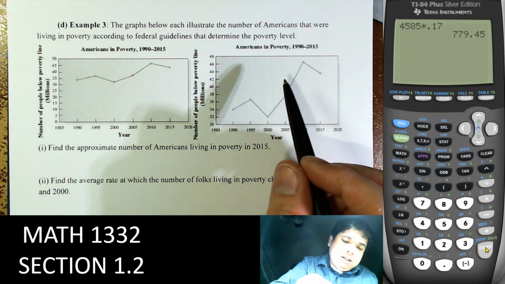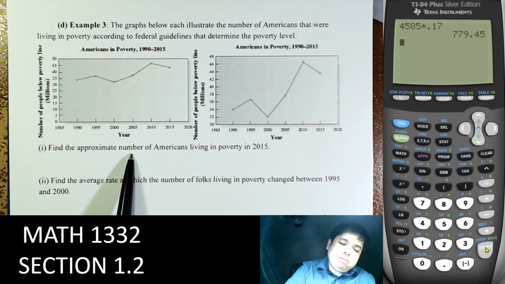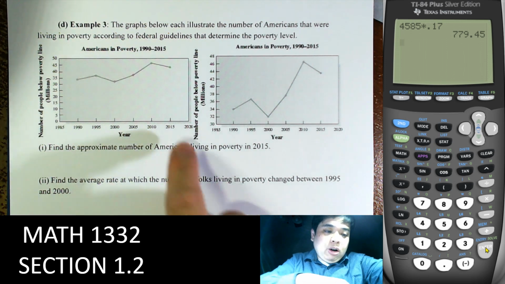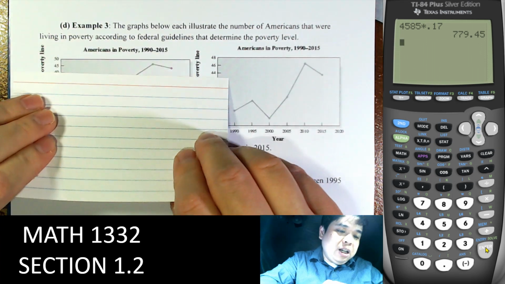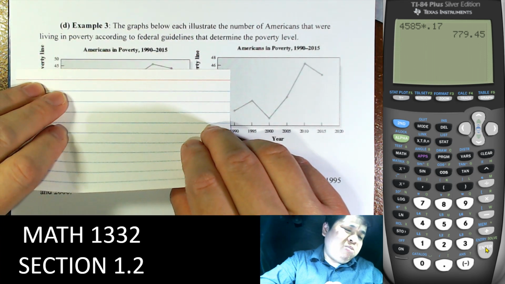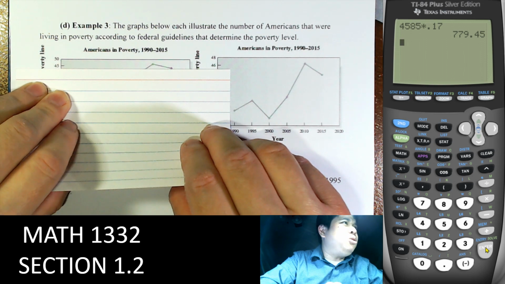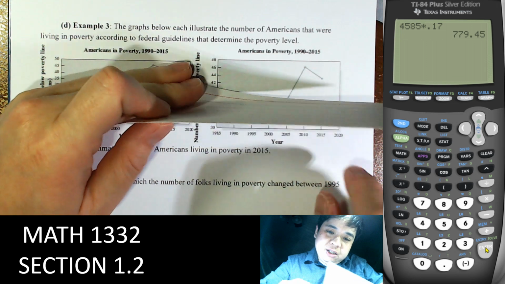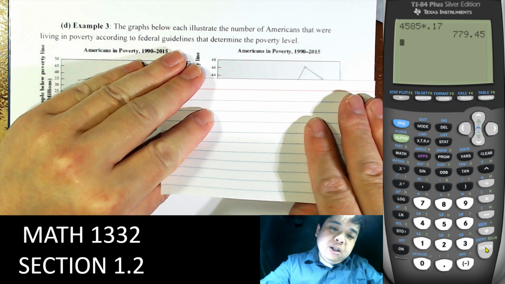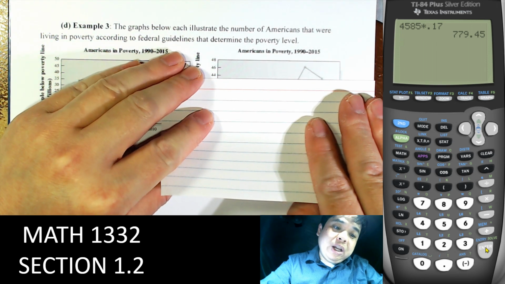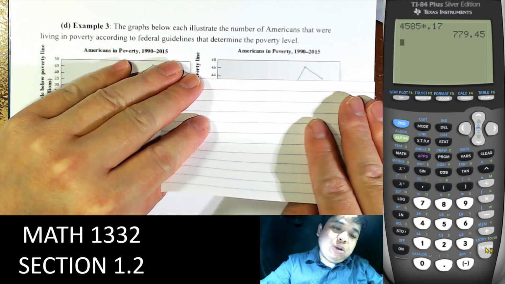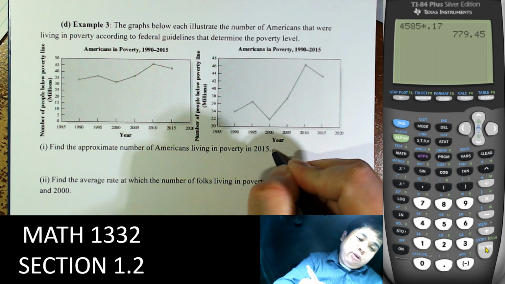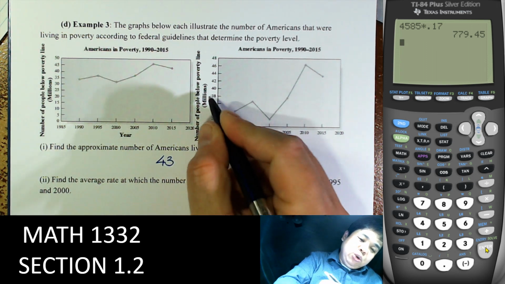So the question here is to approximate the number of Americans living in poverty in 2015. On this graph it is kind of difficult to see. So we say this is about between 40 and 45, so I said 43. Or this graph will be better. Right, actually 43 and a half. Or actually 43. So we say about 43, and the unit is millions.